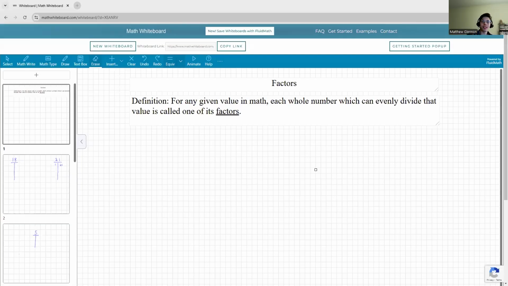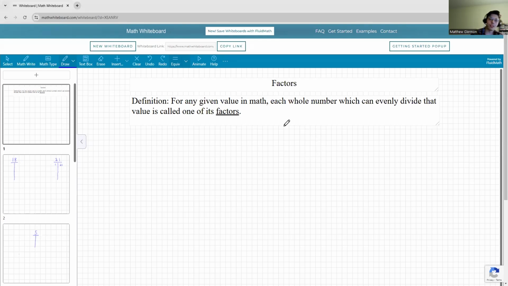All right, everyone. So we're going to get started with just the definition of a factor and how we can factor single numbers. Now, the definition for a factor, at least the textbook definition, is that for any given value in math, every whole number which can evenly divide that value is called one of its factors.